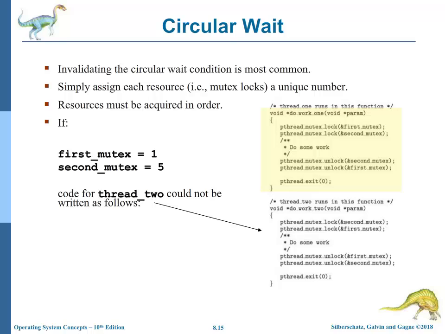Then when the thread releases the mutexes, it first releases the second mutex, then the first mutex, because the second one is 5 and the first is 1. We cannot do this in the do_work_2 method because it requests the second mutex first, then the first mutex. Also, it releases the first mutex, then the second mutex. So we cannot do it in this order. Otherwise, there will be a deadlock.